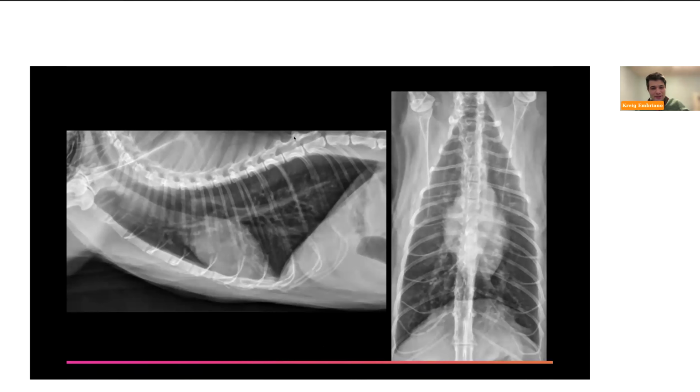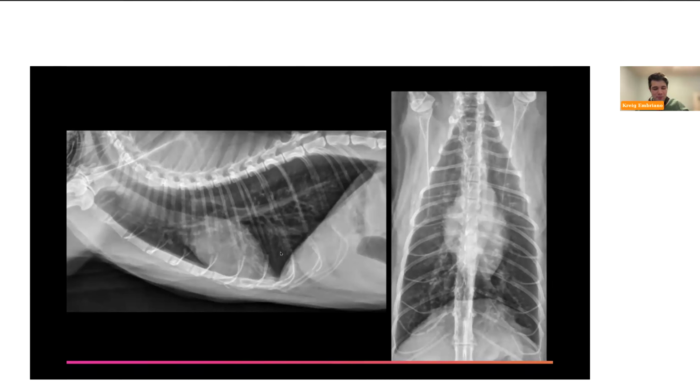This is a cat that has a pretty nice bronchial pattern. You can see these donuts, they're pretty well defined. You can see the tram lines extending to the donuts, which is kind of cool. There's a great tram line here. That wall is way too thick. So this is unequivocal bronchial disease.